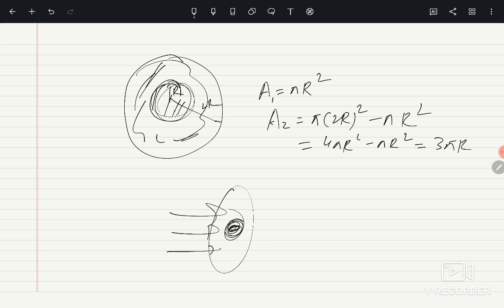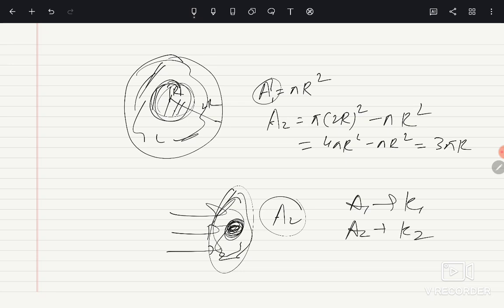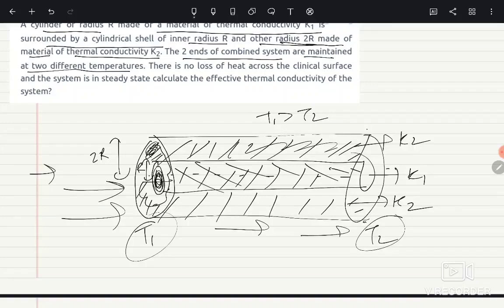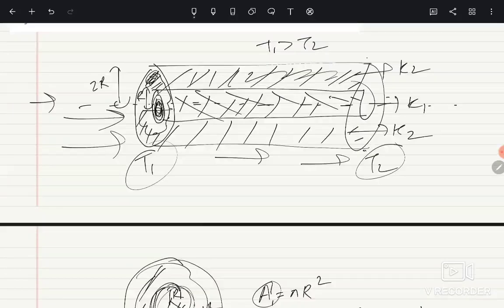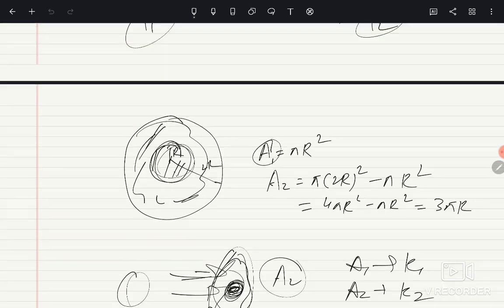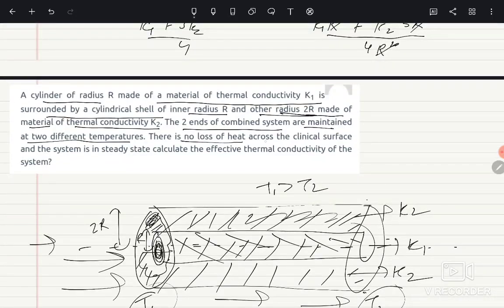This area is A1, and this outer area is A2. The A1 area has conductivity K1 and the A2 area has conductivity K2, which is the outer area of the cylinder, and heat is going like this in the cross section, in this direction along the axis of the cylinder. So we can use the weighted mean average to calculate the equivalent thermal conductivity. That is what has been asked: the equivalent thermal conductivity. There is no loss of heat across the cylindrical surface and the system is in steady state.